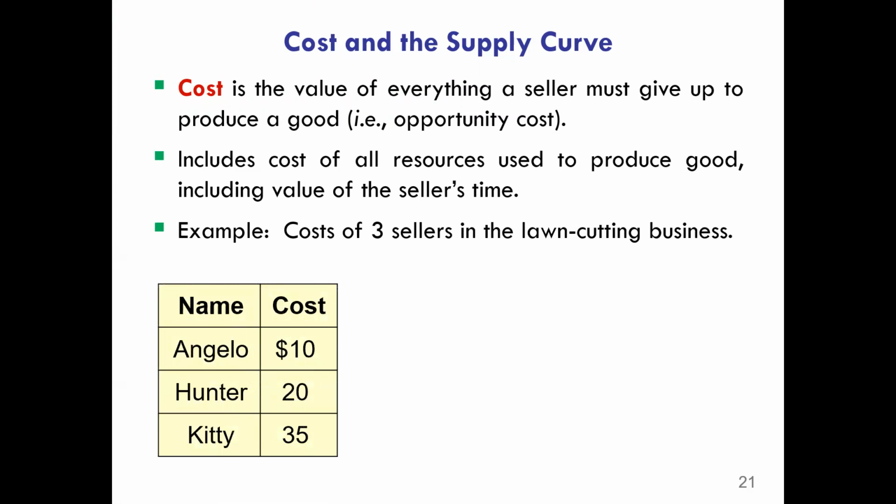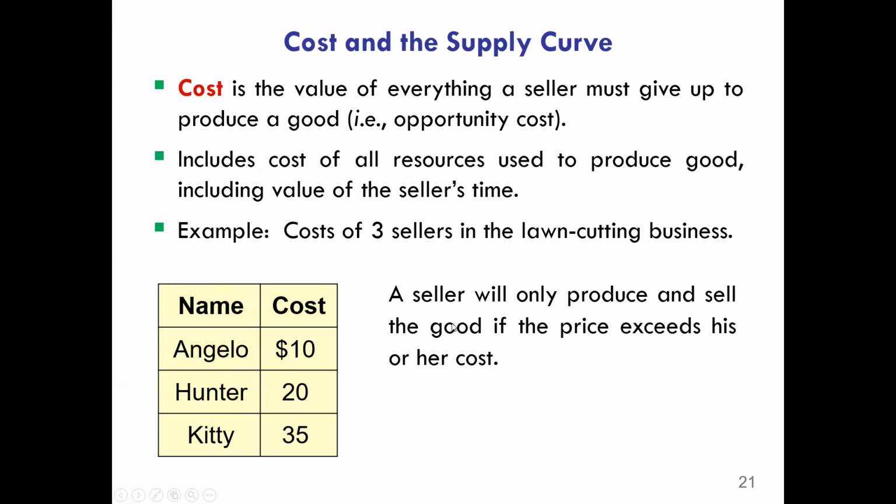So let's consider the table below. It contains data on the cost of cutting lawns incurred by 3 different sellers. So you have Angelo, you have Hunter, you have Kitty. Angelo's cost of cutting lawns is $10. Hunter's cost is $20. Kitty's cost is $35.